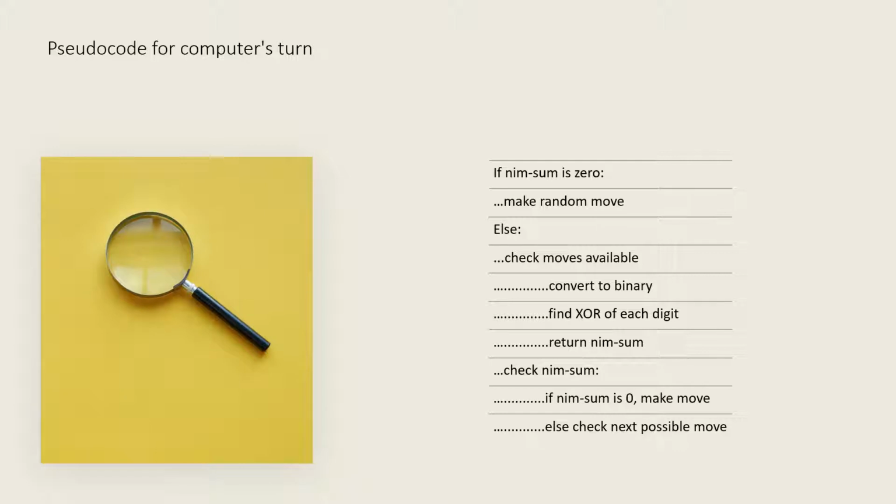This slide contains the logic for the decision making for the computer. While this pseudocode is very basic, I have explained the program in my report and have put comments in my program. However, the general logic for the computer is to check the state of the game. If the nimsum is 0, then it is losing and will make a random move. Otherwise, it will check the valid moves and convert them into binary. And then it will find the nimsum using XOR as explained earlier and return the nimsum of the proposed move. If the nimsum of the new move is 0, then the computer will make the move, otherwise it will check the next move.